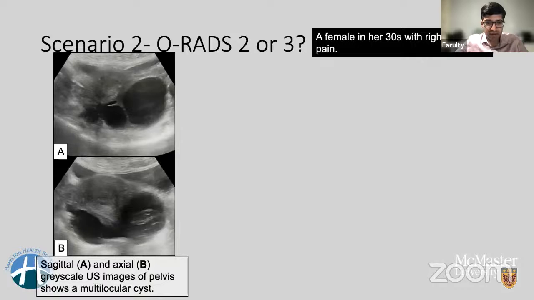So now let's look at another example, scenario 2. If you do the ultrasound, it looks like there is a pelvic mass. So that's the uterus, and it's in the cul-de-sac as well as going into the left adnexa. It shows that there appears to be a multilocular cyst on this imaging. It shows low-level echoes. There was no vascularity on this ultrasound. So how do we put it into an O-RADS 2 or 3 category here?